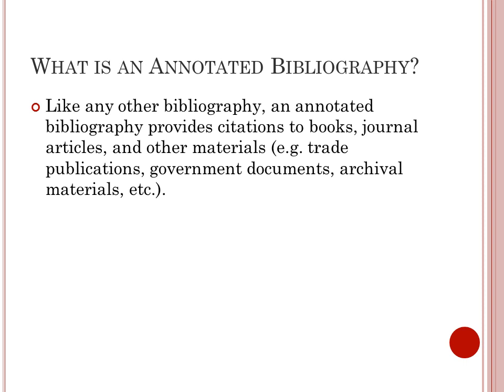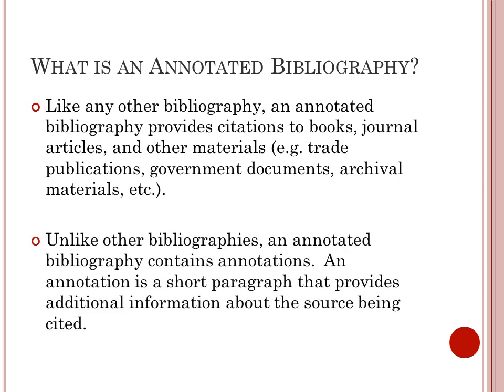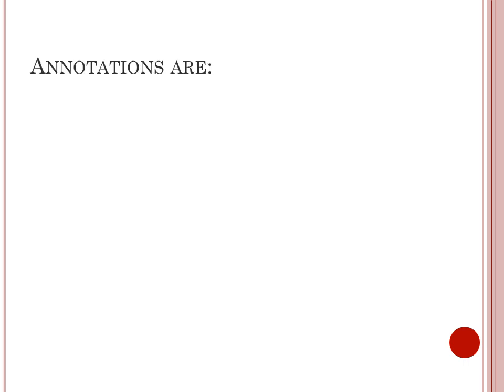Like any other bibliography, an annotated bibliography provides citations to books, journal articles, and other materials such as trade publications, government documents, archival materials, and so forth. However, unlike other bibliographies, an annotated bibliography contains annotations. An annotation is a short paragraph that provides additional information about the source being cited.